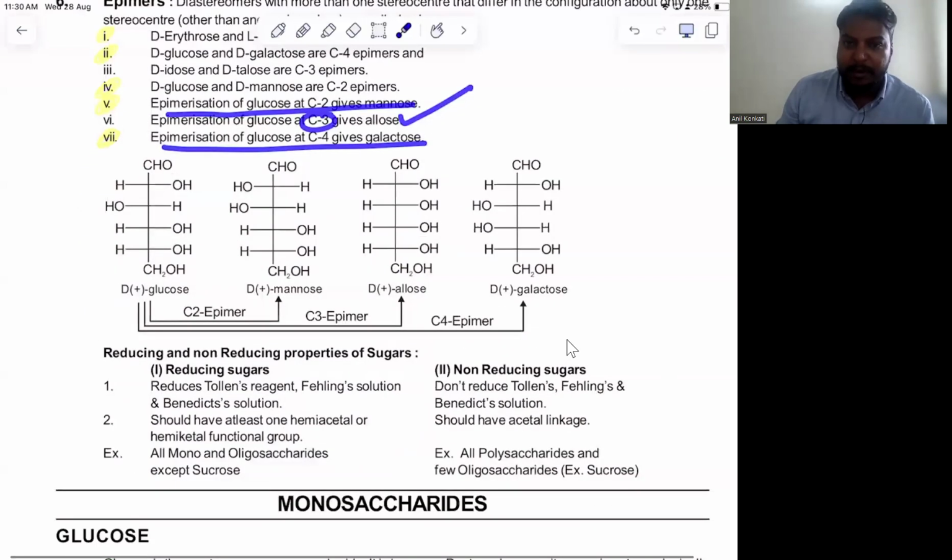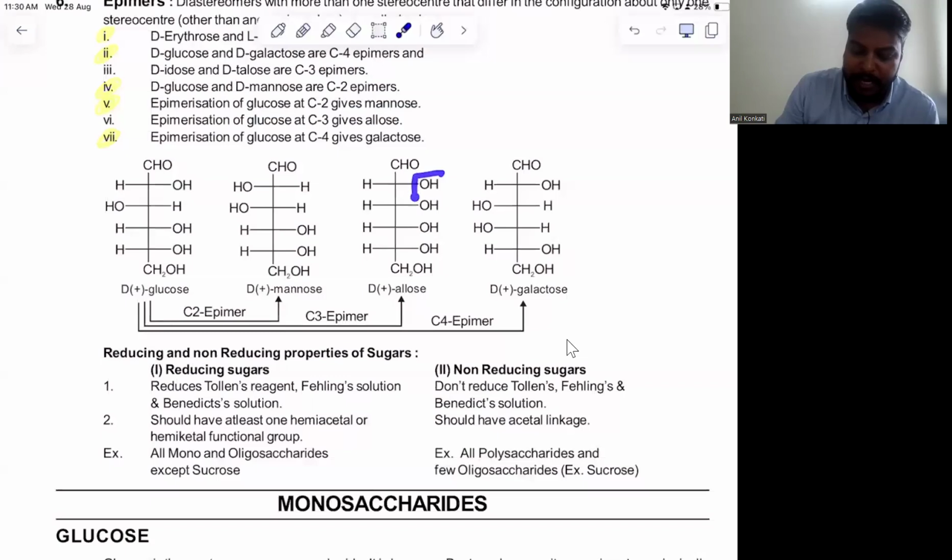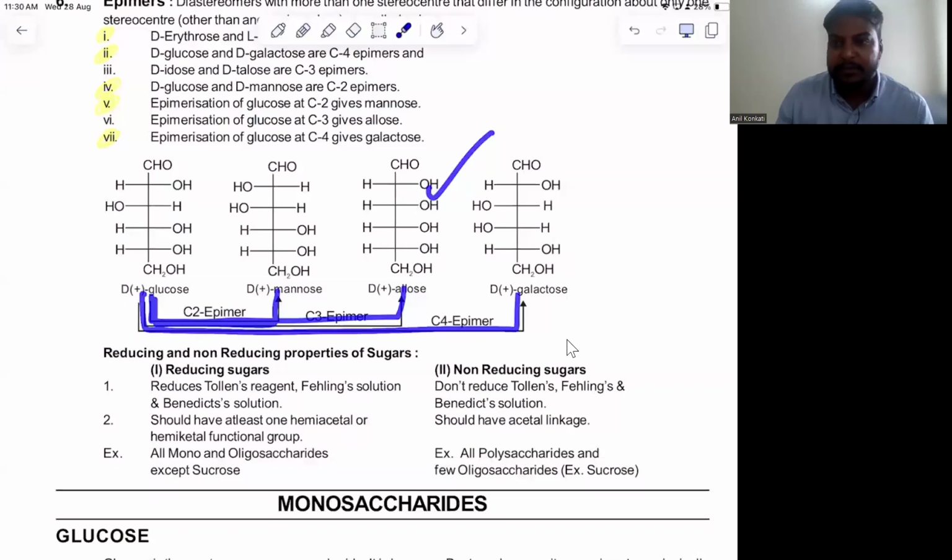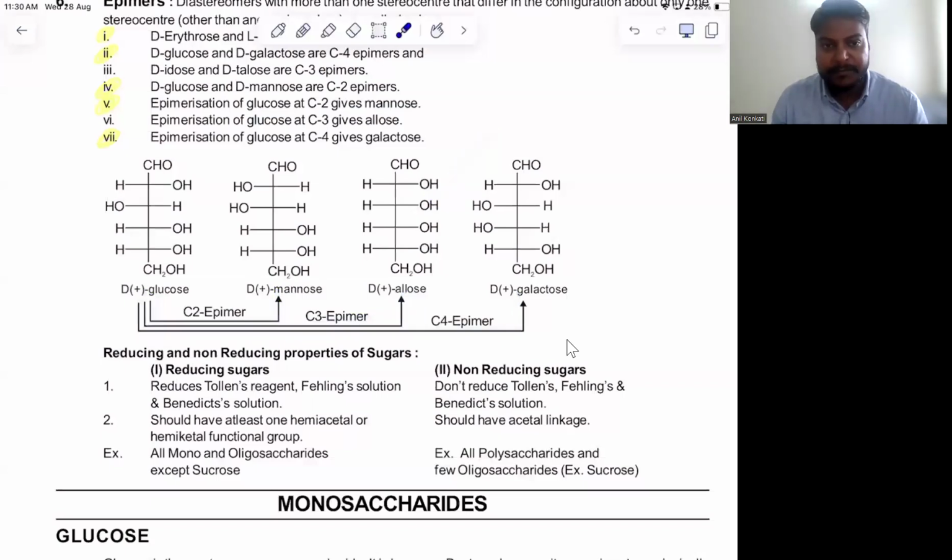Another important part you can remember is allose. In allose, all OH will be on the right hand side. It is just an expansion of ribose. Ribose, all OH on the right hand side with 5 carbons. Now with 6 carbons that becomes allose. So glucose will be epimer with allose, with mannose, and with galactose. Clear everybody? Please make a note of that. Glucose is anomer with which of the following? Glucose is epimer with which of the following?